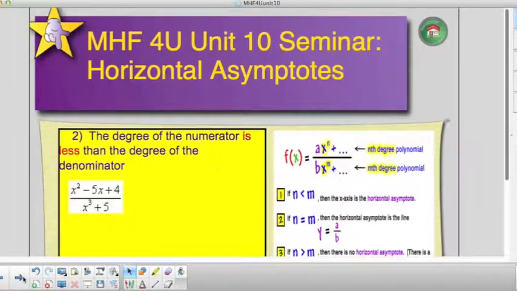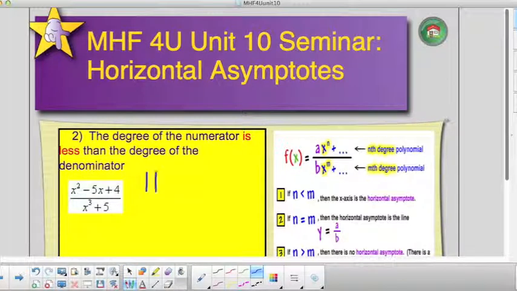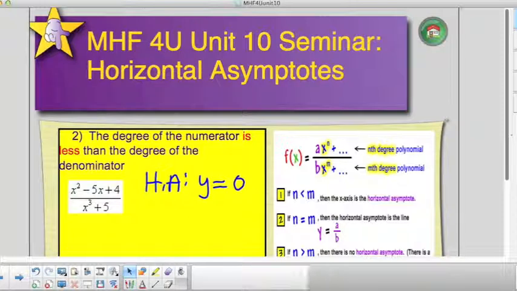The second situation is if the degree of the numerator is less than the degree of the denominator. So situation number 1 on my first slide, then there will always be a horizontal asymptote. In a case like this, where the degree of the numerator is less than the degree of the denominator, the horizontal asymptote is usually just the x-axis, so y is equal to 0 would be the horizontal asymptote. So usually when the degree of the numerator is less than the degree of the denominator, we always have y equals 0 as the horizontal asymptote.